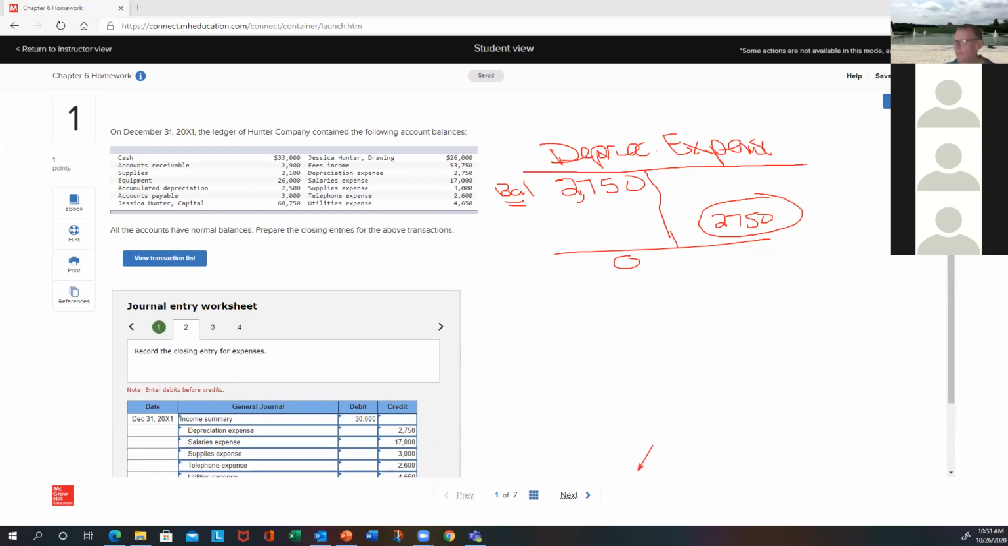But we would then have income summary on the debit side, have that 30,000. So we post that, income summary would have 30 debit, and credit was at 53,750, the revenues, and then here's your expenses. So that's why I call it income summary.